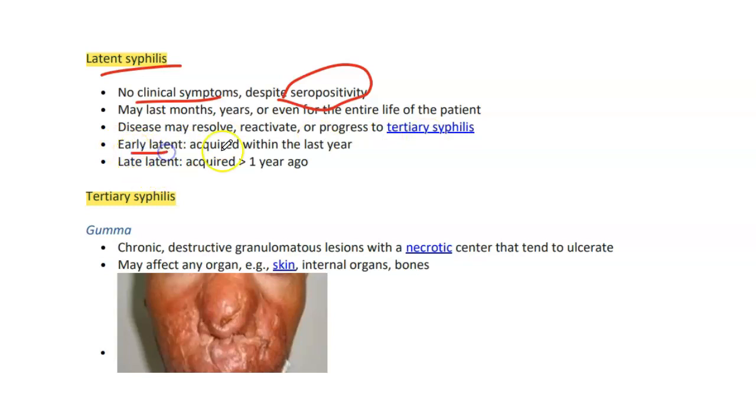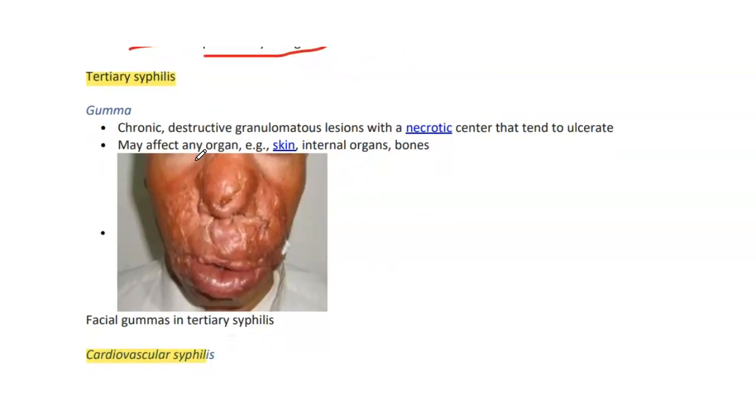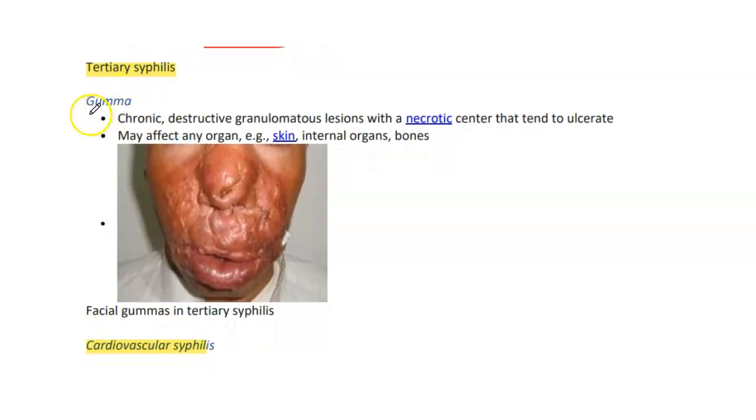Early latent is acquired within the last year, and late latent is the stage that was acquired greater than 1 year ago. Then we have tertiary syphilis. In tertiary syphilis, we have gummas. These are chronic destructive granulomatous lesions with a necrotic center. They tend to ulcerate and may affect any organ, for example, skin, internal organs, and bones.